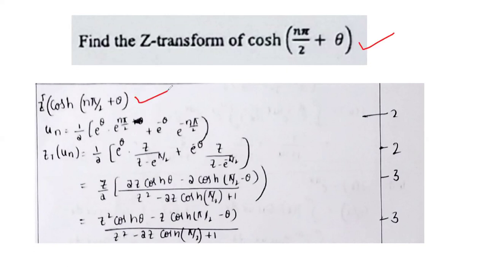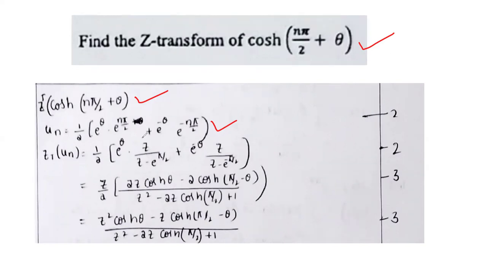Our ultimate goal is to calculate the Z transform. What you can do is expand cosh. You might have heard about cosh. Let's evaluate. We'll write it in this fashion: half e to the power theta e to the power n pi by 2, plus e to the power minus theta e to the power minus n pi by 2.